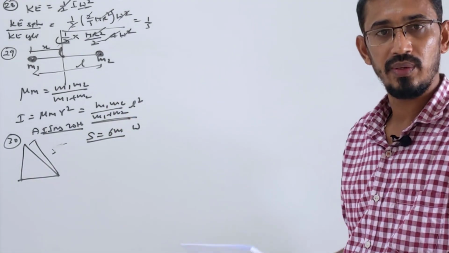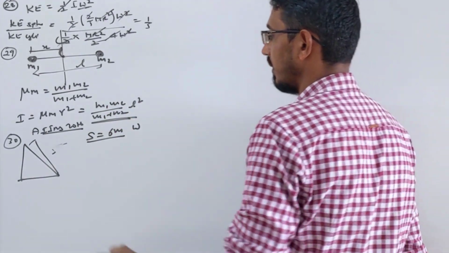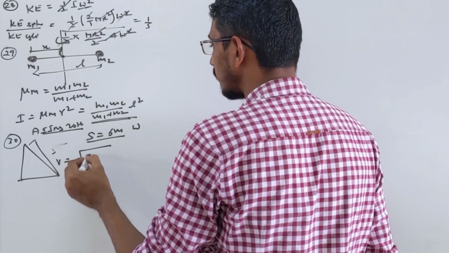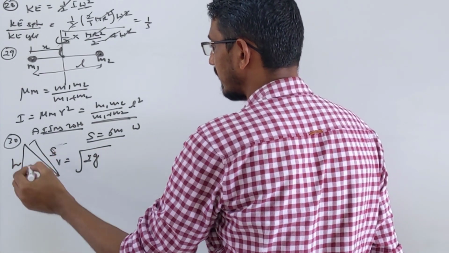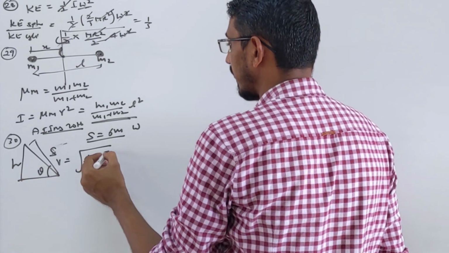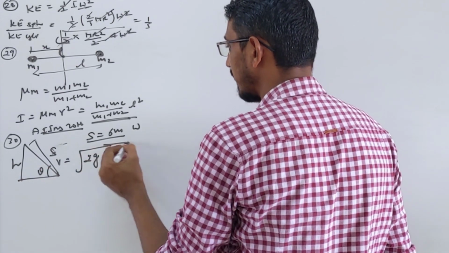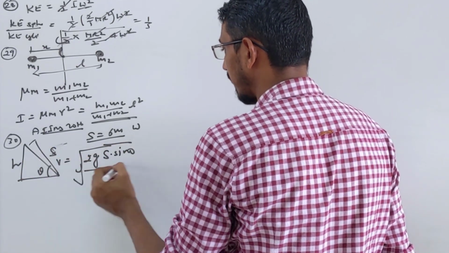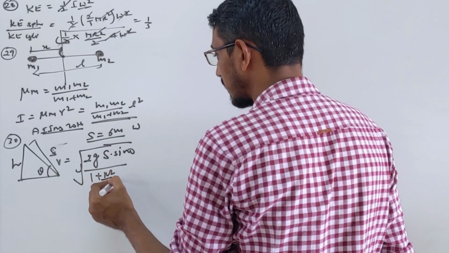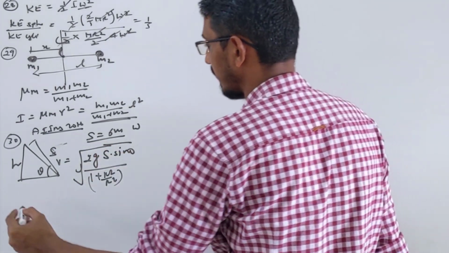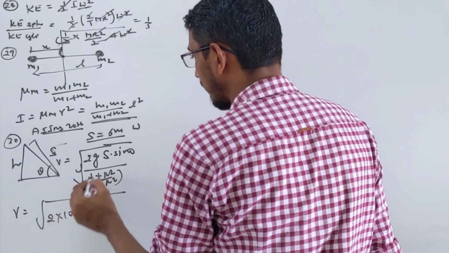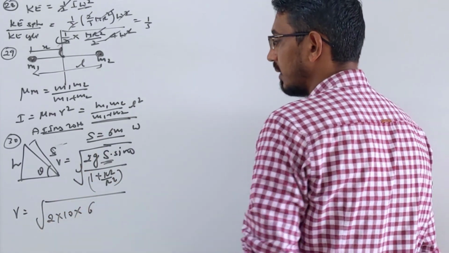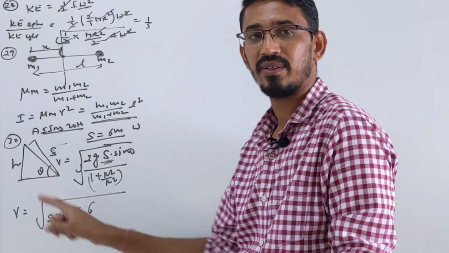We know the linear velocity formula, so let's first calculate linear velocity. The formula is root of 2g h, or in terms of s, s sine theta if you want to write the height, divided by 1 plus k square by r square. This is your linear speed. Let's calculate linear first. 2g means 10, and the distance given is 6. This is the inclined distance given, not vertical.